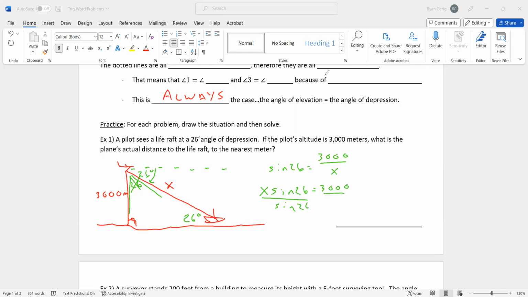So I'm going to go ahead and do that in the calculator. 3,000 divided by sine of 26 gives me 6,843.5. And it said to the nearest meter, so 6,844 meters. That's how far the plane is from the life raft. Okay.